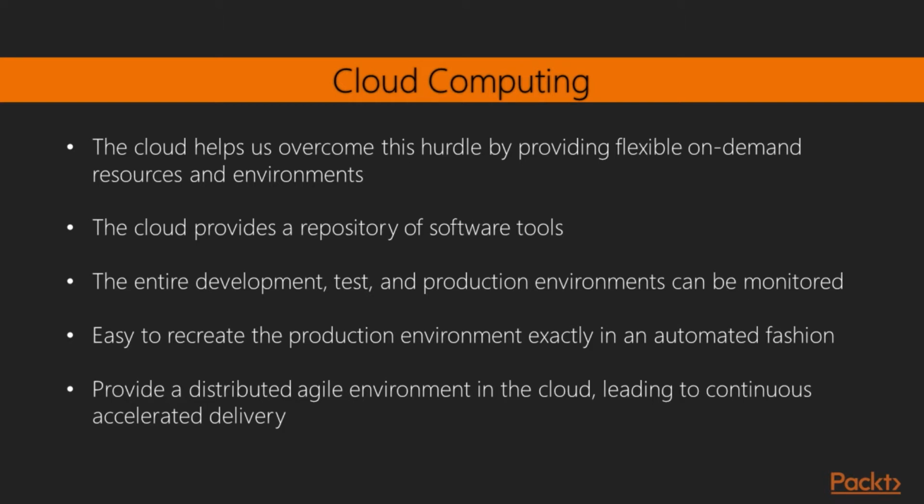The entire development, test, and production environments can be monitored and managed using the facilities provided by cloud providers. With the advent of cloud computing, it is easy to recreate any piece of infrastructure used by an application using automation. This means that operating systems, OS configuration, runtime environment and configuration, infrastructure configuration, and so forth can all be managed. In this way, it is easy to recreate the production environment exactly in an automated fashion. Thus, DevOps on cloud brings in the best of breed solution from both Agile development and cloud solutions. It helps in providing a distributed Agile environment in the cloud, leading to continuous accelerated delivery.